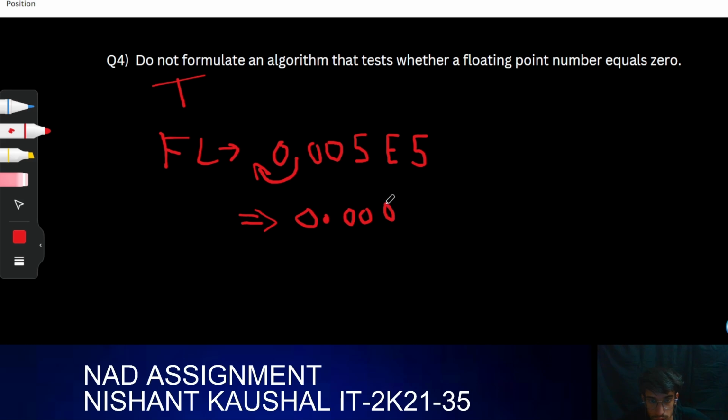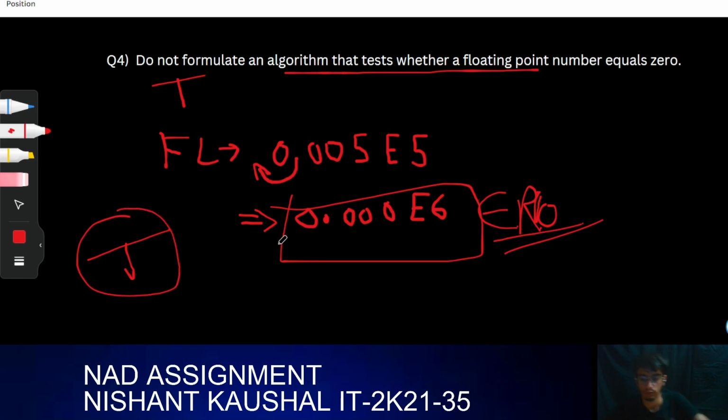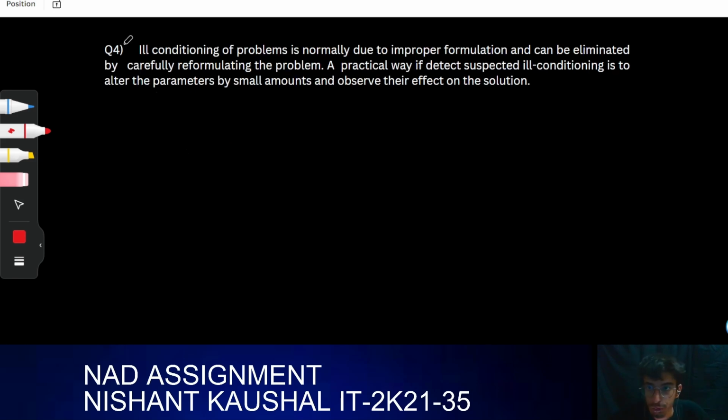0.000 e to the power 6, right? And this could cause an error in our program. So we should not formulate an algorithm that tests a floating point number. So it should be true. Let us proceed to our fifth question.